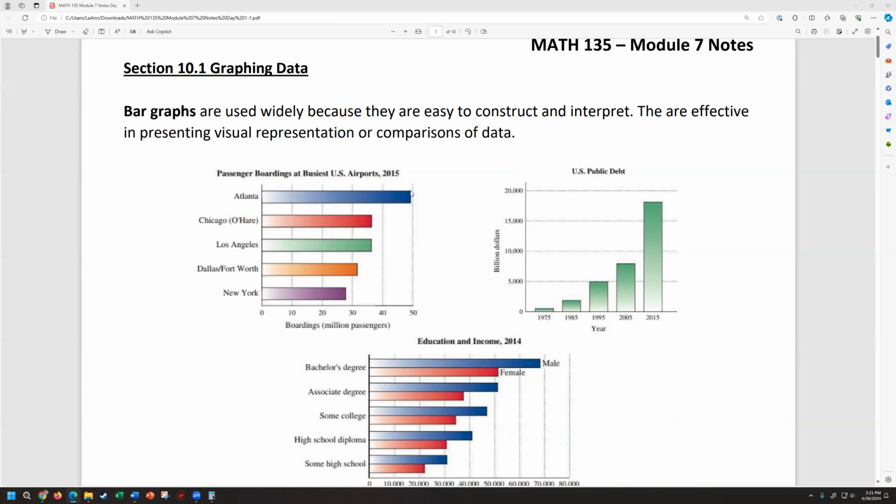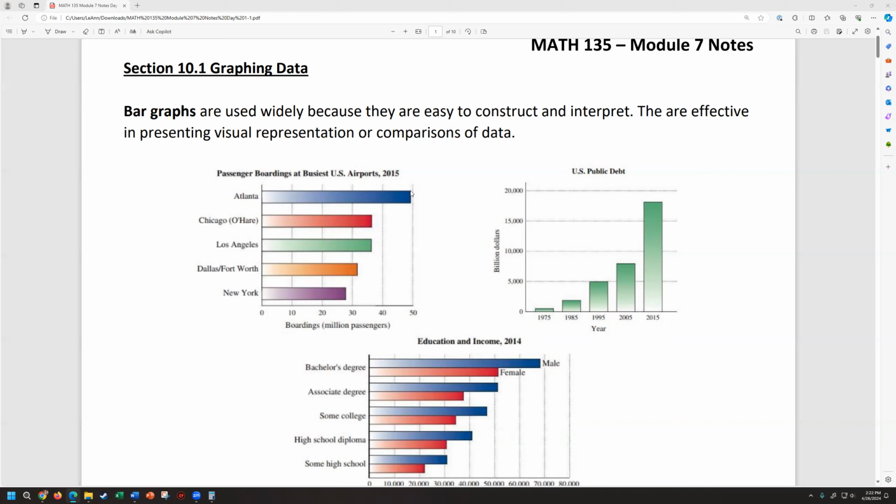Now, this is a big important thing when looking at visual data. You want to make sure that the scale helps us see visually the differences between different cities. So notice they counted by tens. They didn't change that scale. They kept it consistent the whole way across.